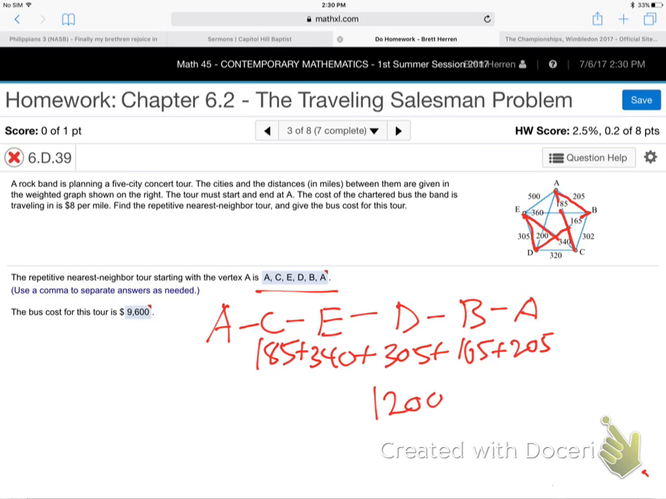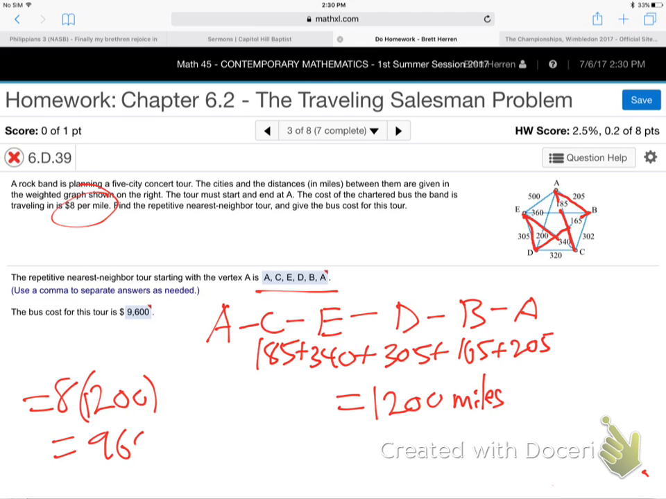1,200 equals 1,200. That's miles. And remember, it costs the band $8 per mile to rent the charter bus. So then you have to take 8 times the 1,200, and that's how I got the $9,600 for the trip. Does that make sense? It's just multiplied by 8 at the end.